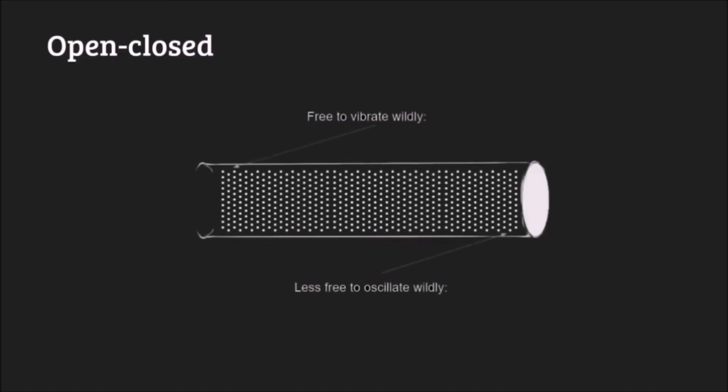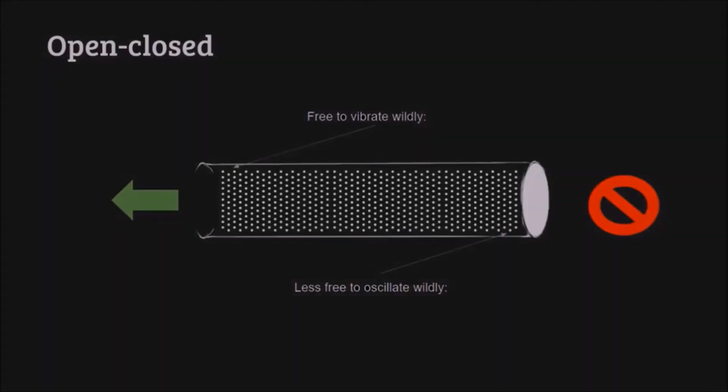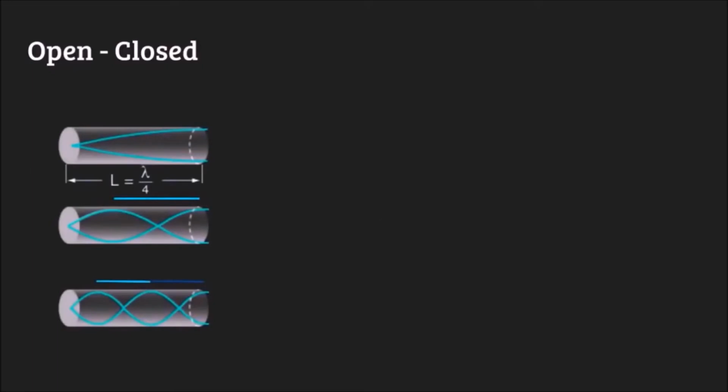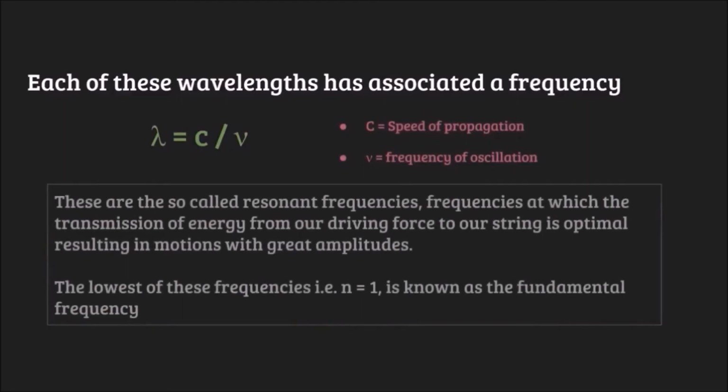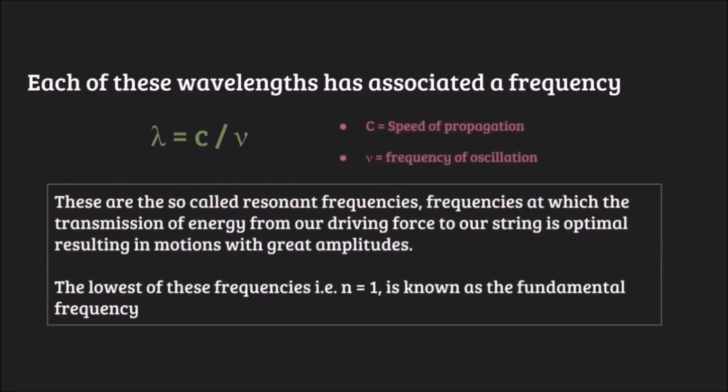For a tube with one end closed and one open, the air at the closed end will instead be a node when there is a standing wave, only being able to fit a quarter of a wavelength, giving the following expression as a result. All of these wavelengths have an associated frequency due to the fact that we can express wavelength as the speed of propagation over frequency. These are the resonant frequencies, frequencies at which the transmission of energy of the driving force to our string is optimal, resulting in motions with great amplitudes. The lowest of these frequencies, i.e. n equals 1, is known as the fundamental frequency.